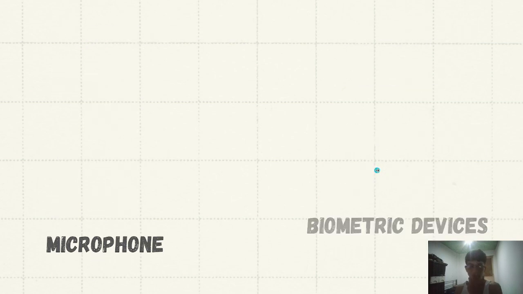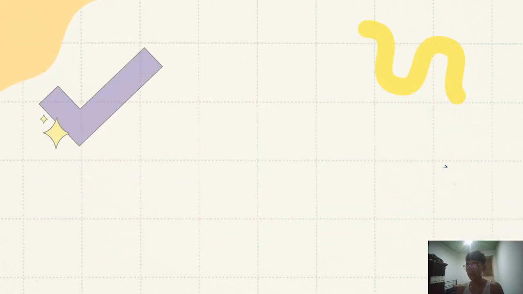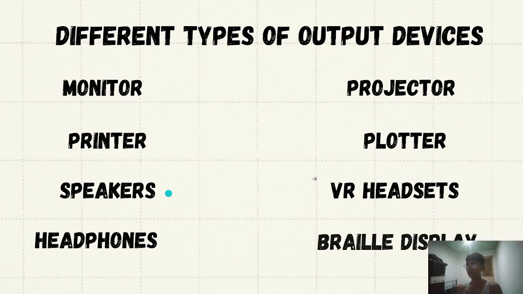To proceed to our last and final part, it is the output devices. So what are they? What is their functionality? Output devices are the hardware components that let the computer communicate results back to the user. They convert the digital data from the computer into a human readable or perceivable form: text, images, sounds, and so on.